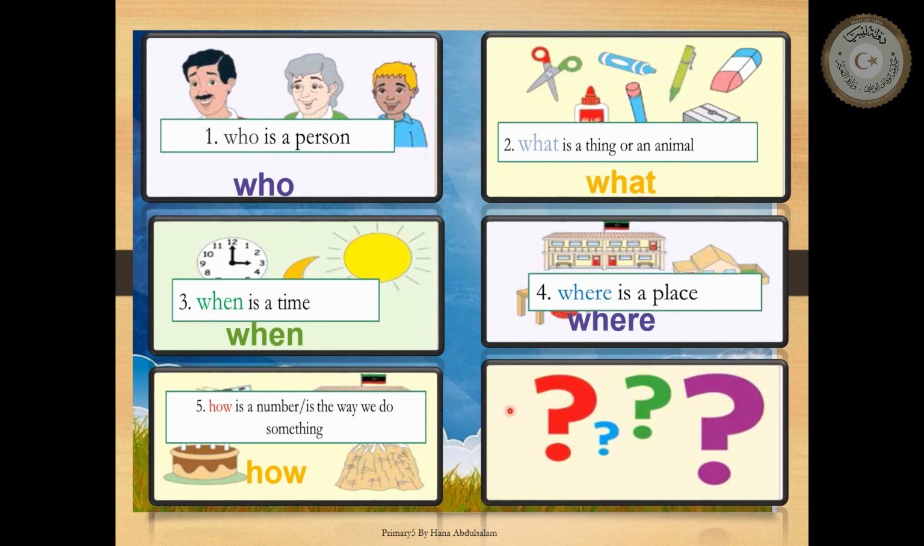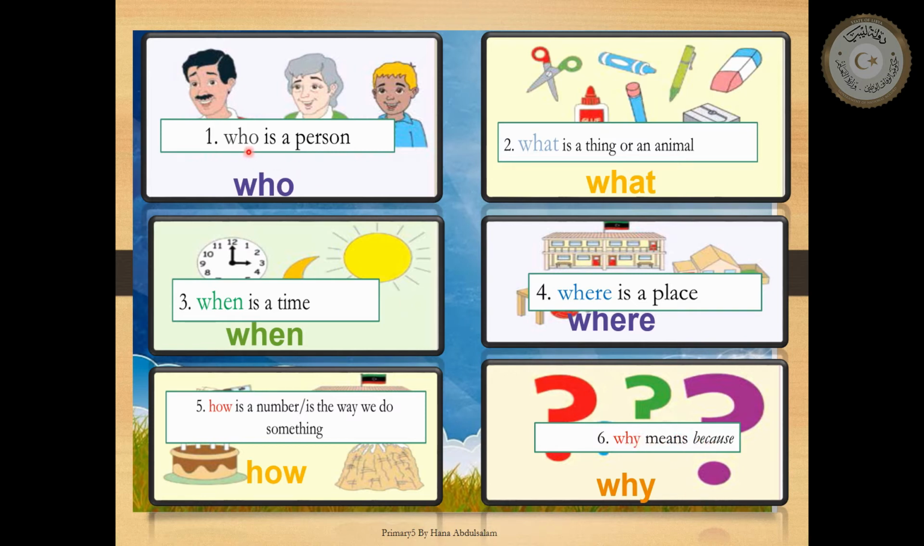Last picture, question. Why do we have this question? Why means because. Why did Ronnie and Susan prepare their backpacks? Because they had a school trip.